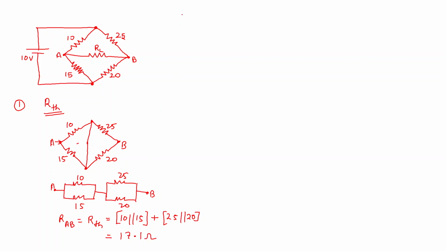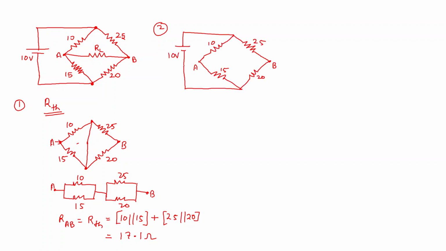The second step is to find the VOC, or Thevenin's voltage, that is the voltage across the open circuited terminal AB. Which means that I have to remove this load from the circuit. So I'll get a circuit like this. Now the load is removed from the circuit, and we have to find the voltage across AB.